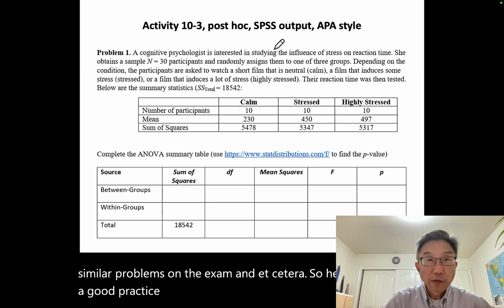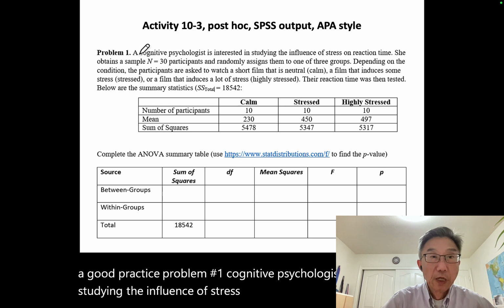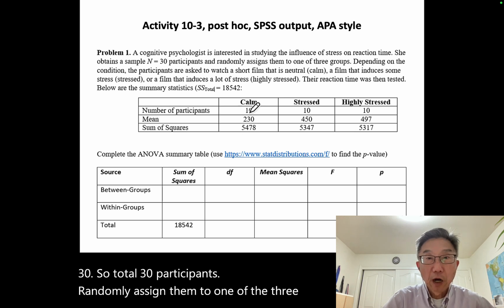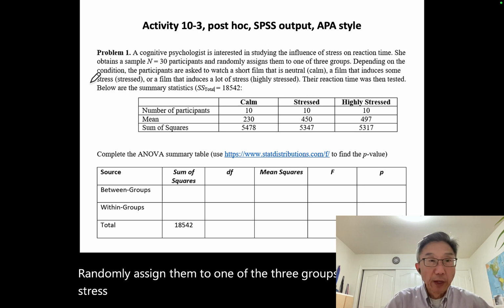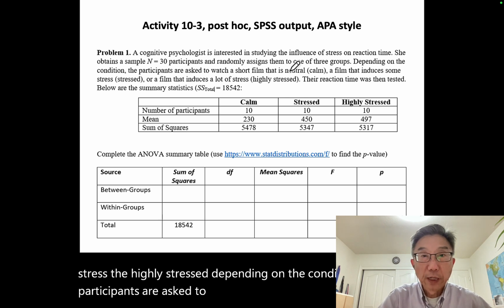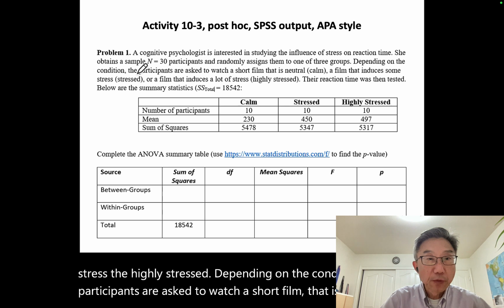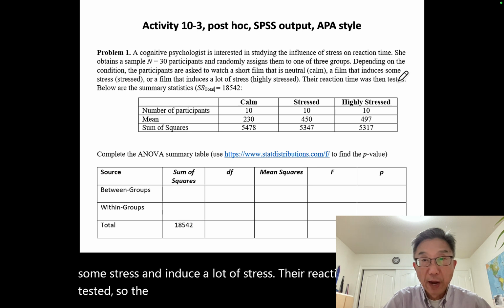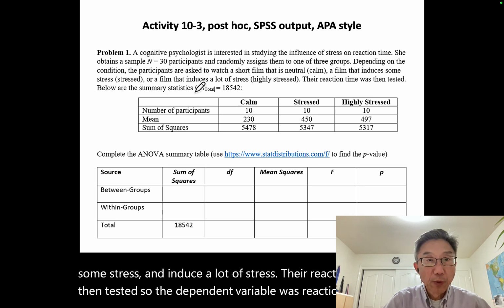Problem number 1. A cognitive psychologist is interested in studying the influence of stress on reaction time. A sample of n equals 30, so a total of 30 participants, are randomly assigned to one of 3 groups: calm, stressed, and highly stressed. Depending on the condition, the participants are asked to watch a short film that is neutral, induces some stress, or induces a lot of stress. Their reaction time was then tested, so the dependent variable was reaction time. Below are the summary statistics.